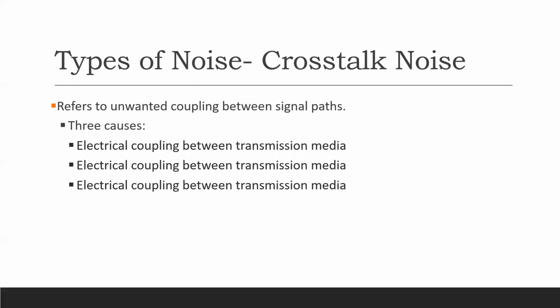The next type of noise that we shall be looking at is crosstalk noise. Crosstalk refers to unwanted coupling between signal paths. There are 3 essential causes of crosstalk. First, electrical coupling between transmission media, such as between wire pairs on a voice frequency cable. Second, defective filters or poor filter design. And the last one is electrical coupling between transmission media again.